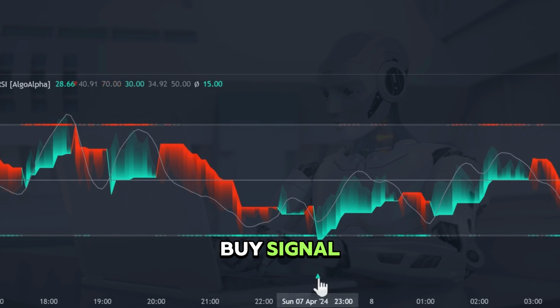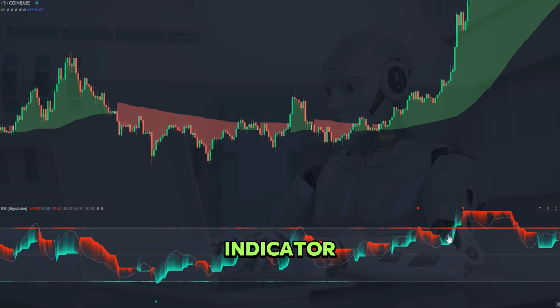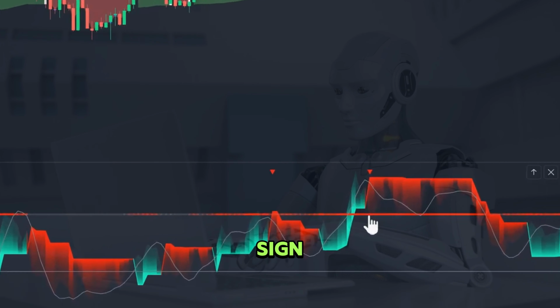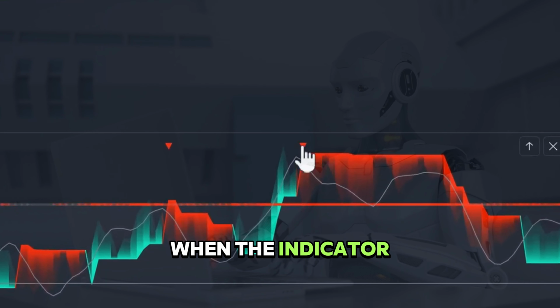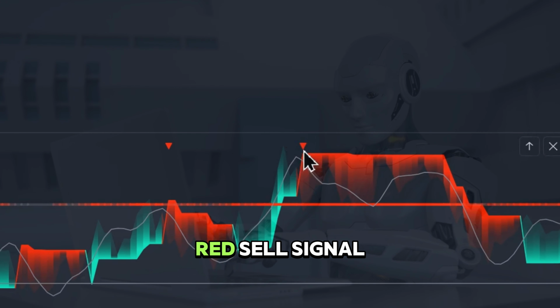Notice the blue buy signal which appears underneath the Supertrend indicator when the oscillator crosses the oversold line. And also see how, when the indicator moves across the overbought line, it issues a red sell signal.